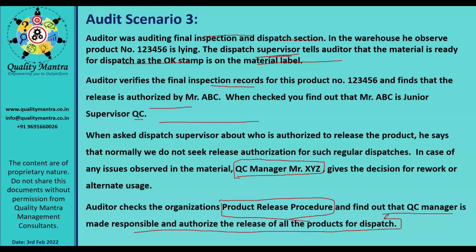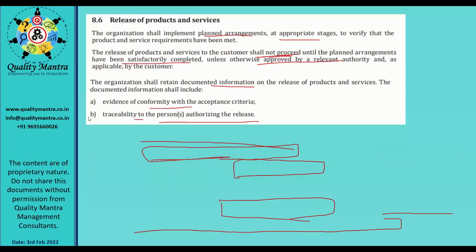It means they are not completing the planned arrangements. Here the dispatch supervisor says that normally they don't seek the release authorization. We do not seek the release authorization in the normal case, but actually it is required as per their own procedure. It means they are not completing the planned arrangements, whereas the standard is asking you to do so. Where is it asking?